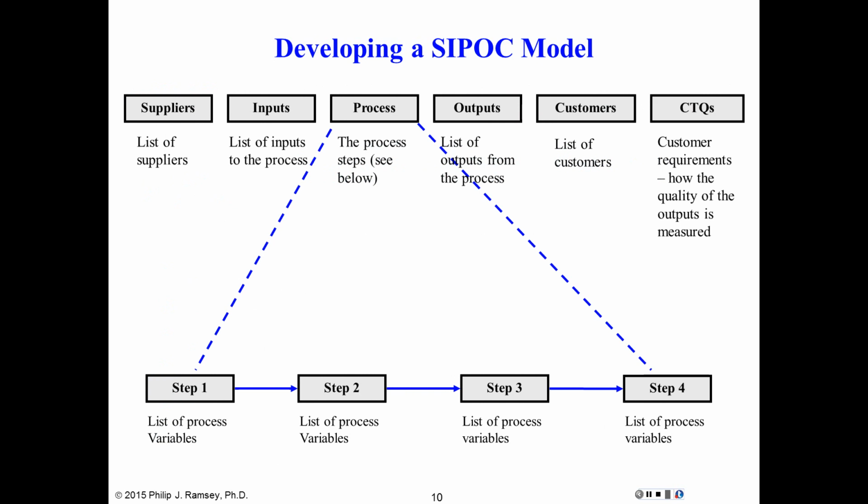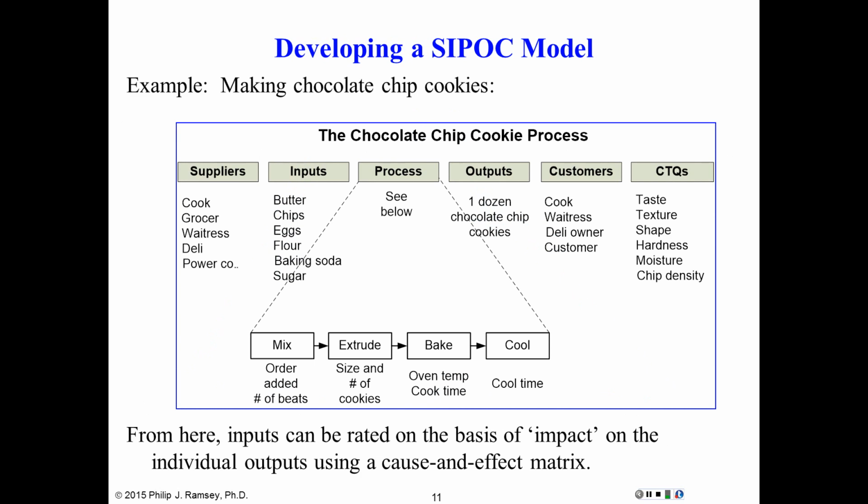Okay, pretty straightforward. Again, it's a nice high-level type of map. And again, I ask you to watch the YouTube videos. They're not very long, and they're pretty good in showing you some of the details. So here is an example. This is a simple example of a SIPOC model for making chocolate chip cookies.